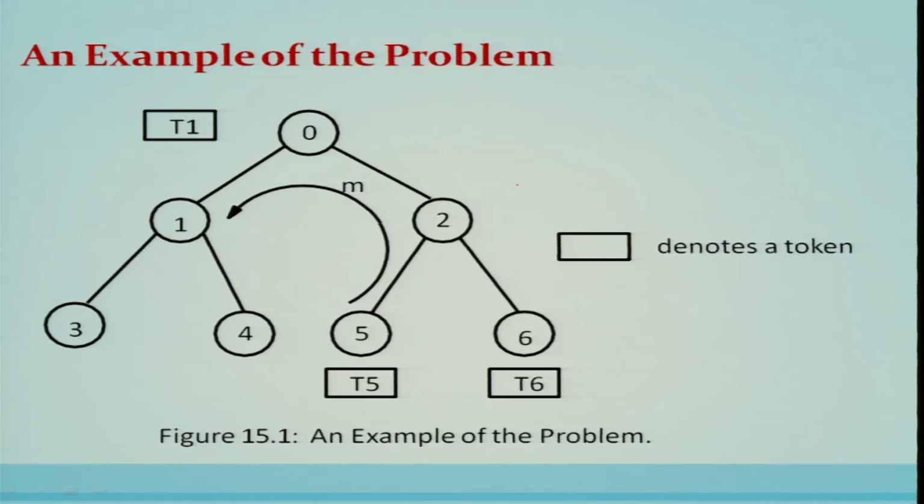In 15.1, you can see this particular situation: after 1 has given its token to its parent, node number 5 has sent a message back to 1. So, 1 will again go from idle to active, but its parent knows that 1 is idle, which is going to make the contradiction.